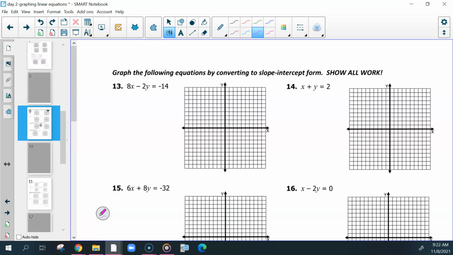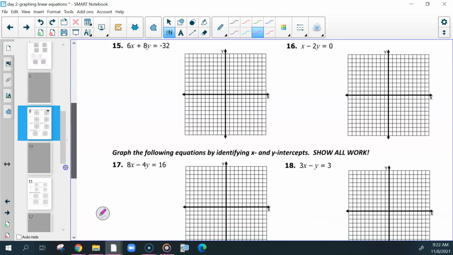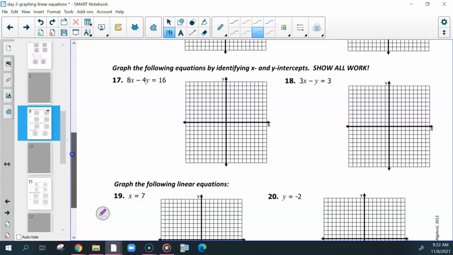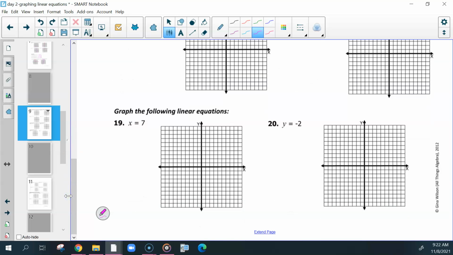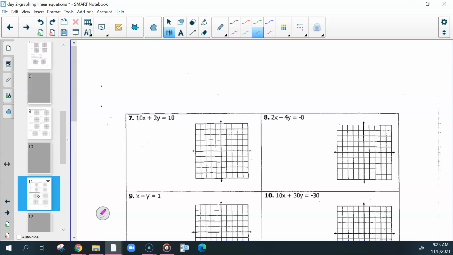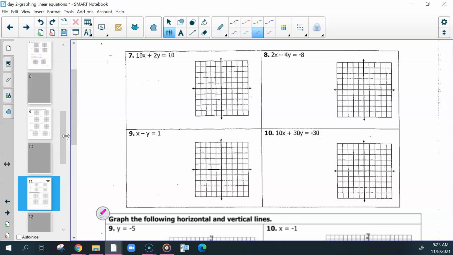So you have examples where you need to convert, find the intersection graph, horizontal and vertical lines. These don't have words to tell you what to do. So you can pick and choose either convert or do intercepts, and then this one says vertical and horizontal. So I want you to go through those. I know some of you have started those already or did those already.